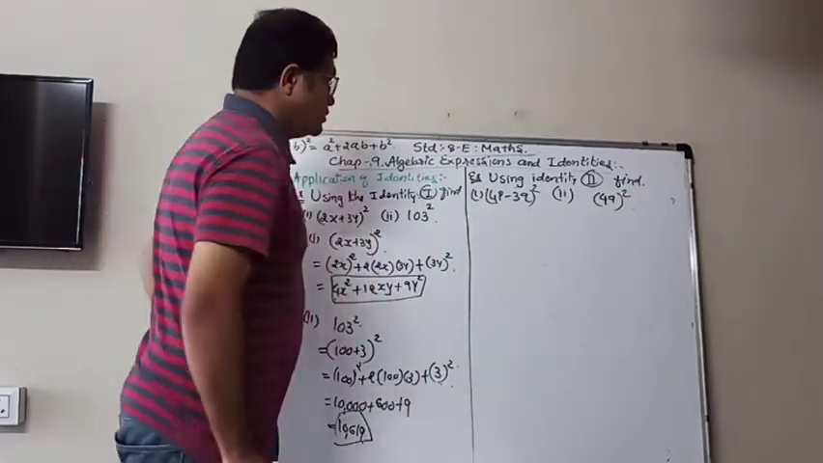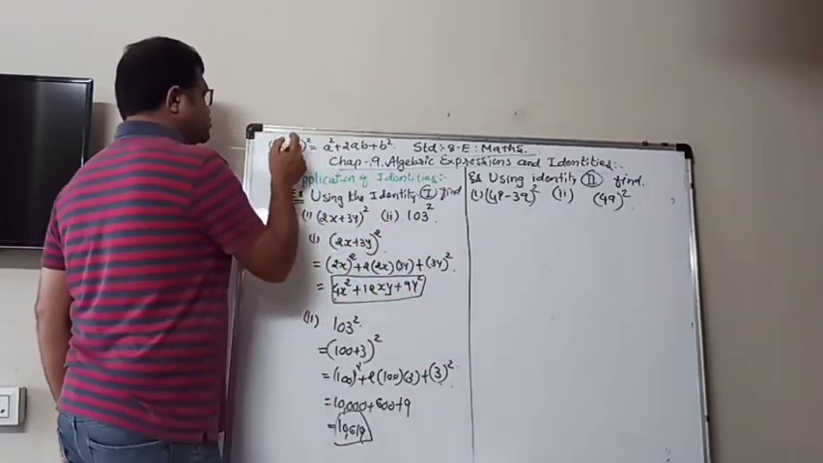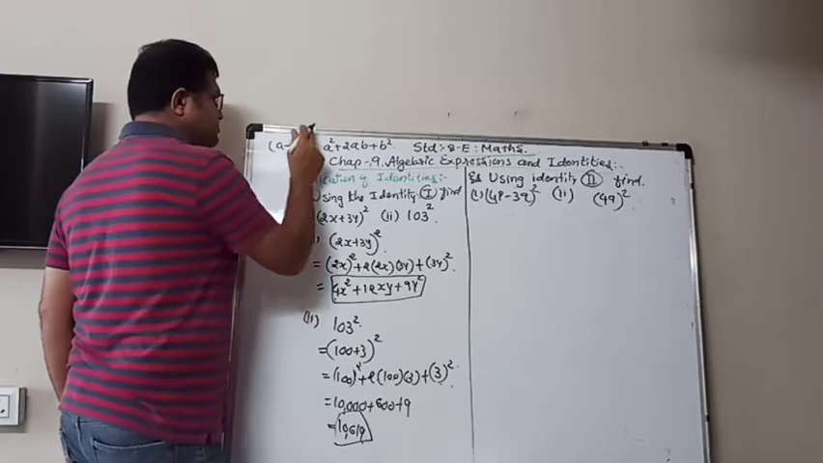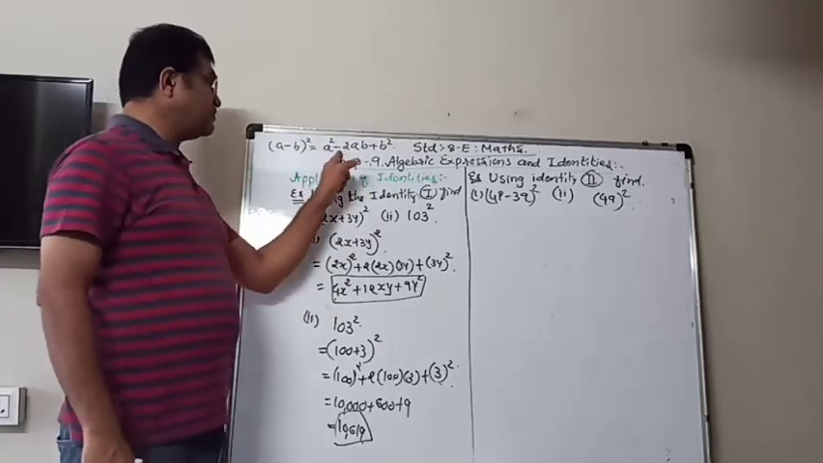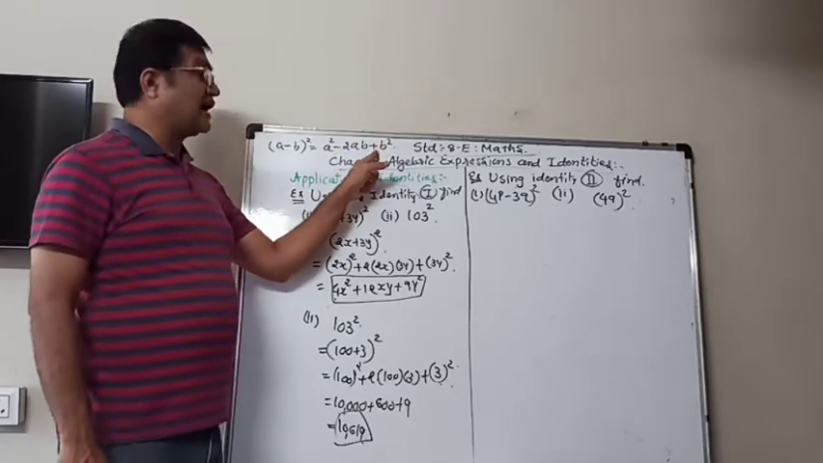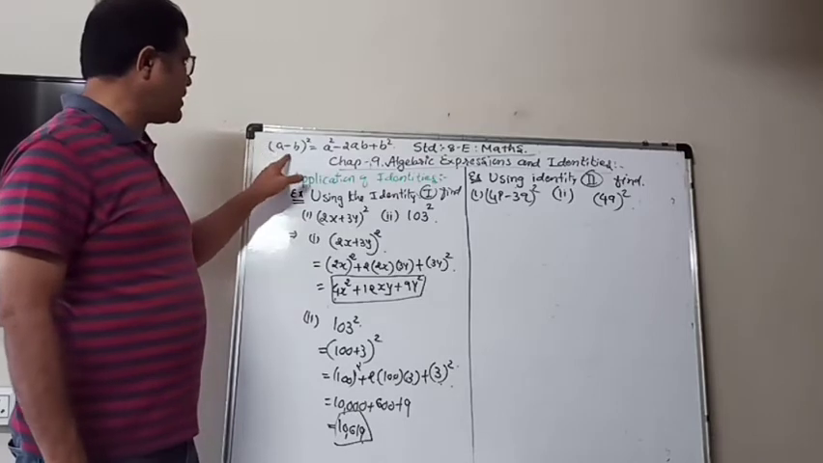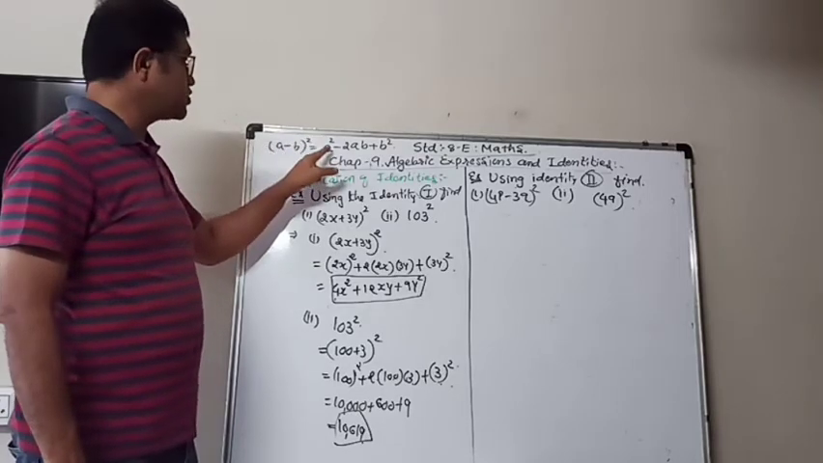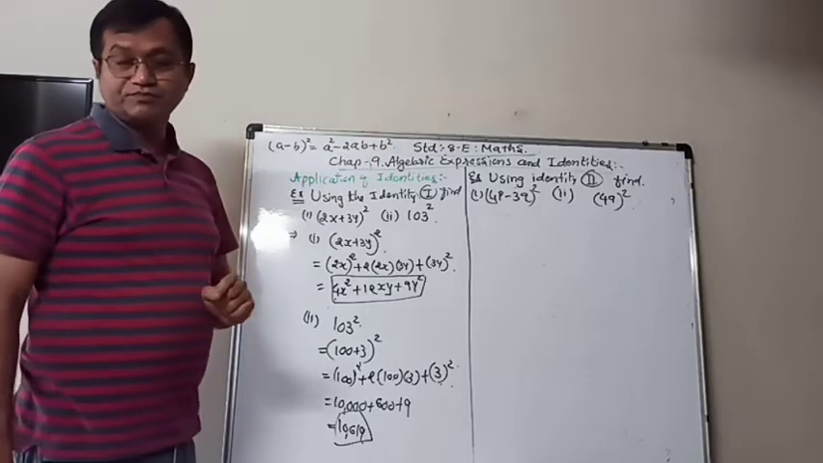So now, what is the second identity? The second identity is this one: a minus b whole square. Here only the middle sign will be minus, but the last term will be again plus. So the second identity is (a minus b) whole square equals a square minus 2ab plus b square.